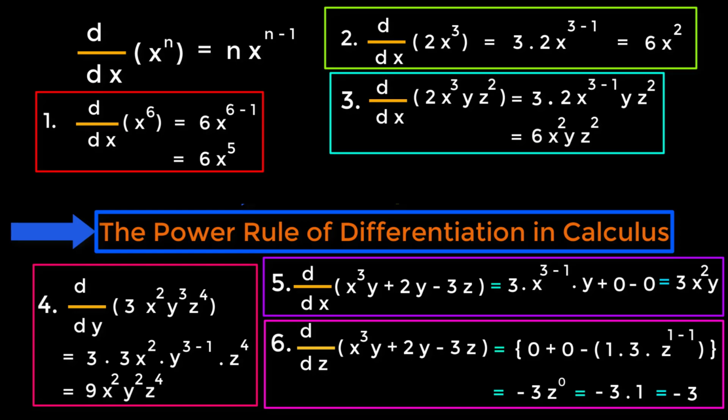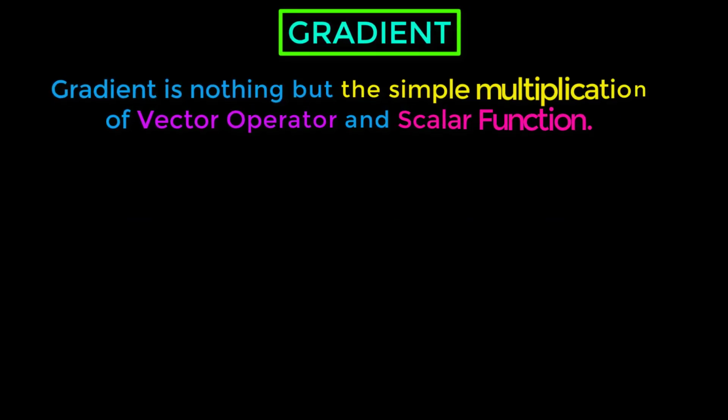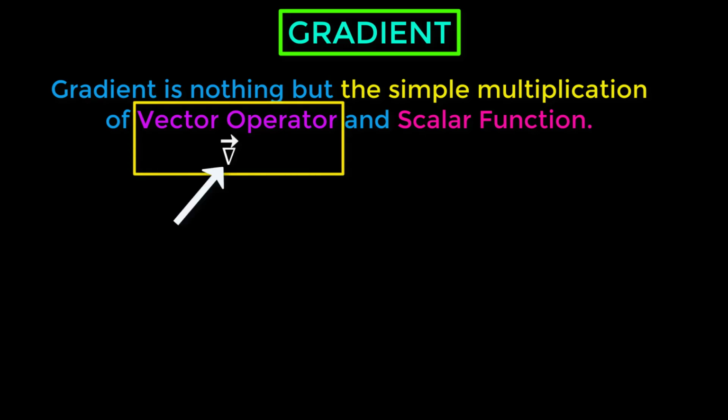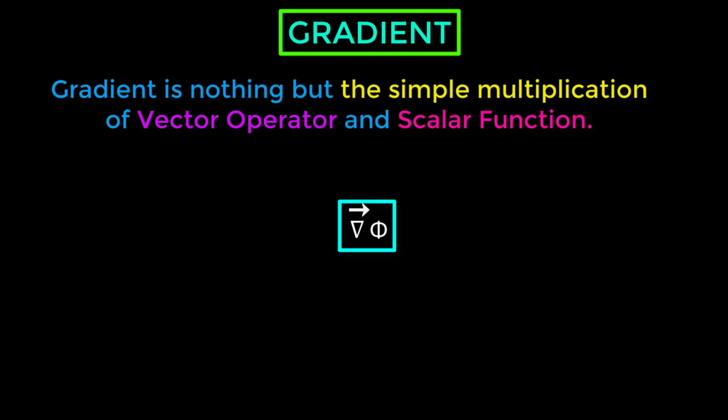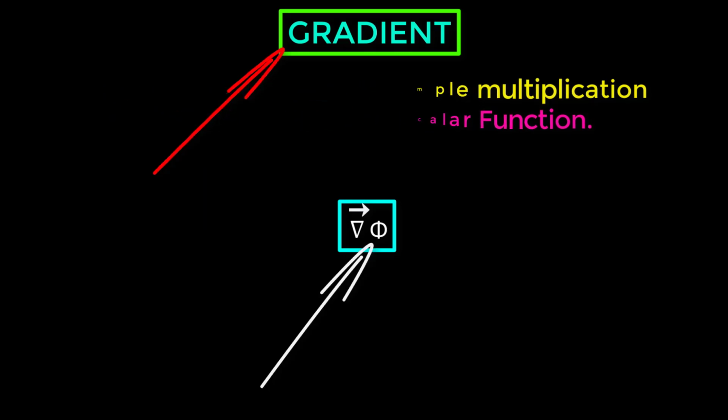Since we have already got the basic concepts of solving problems on gradient, divergence and curl, let us start solving the problems on gradient first. Gradient is nothing but the simple multiplication of the vector operator and a scalar function. That means if we simply multiply this vector operator nabla with a scalar function, that is phi, like this, then we will get the gradient of this function.